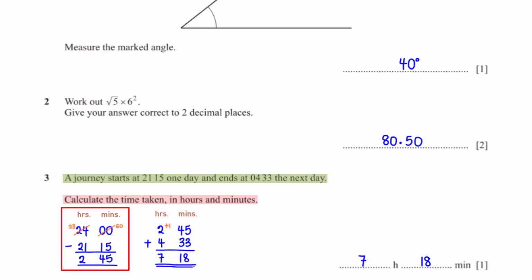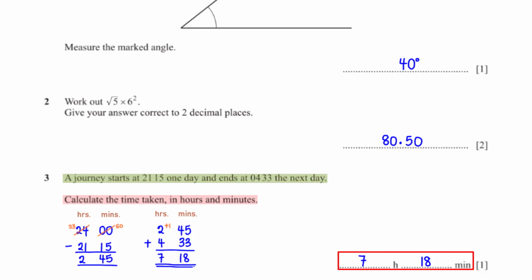So now, to get the total time duration, we add 2 hours 45 minutes to 4:33. Under the minute column, 45 plus 33 is 78. 60 minutes is 1 hour, so we add 1 to the hour column and leave the remaining 18 minutes under the minute column. Under the hour column, 1 plus 2 plus 4 is 7, so we have 7 hours 18 minutes.